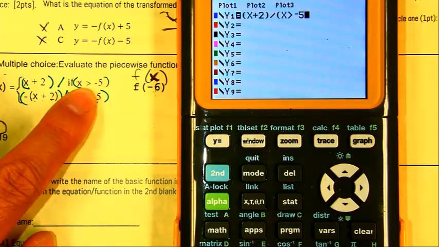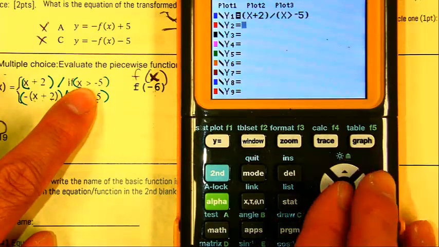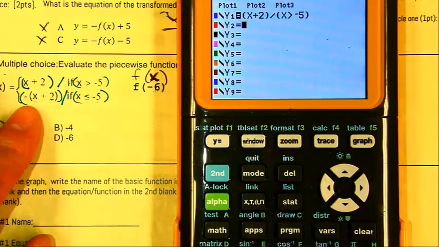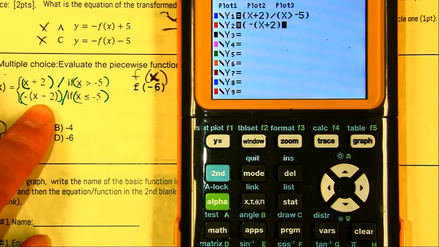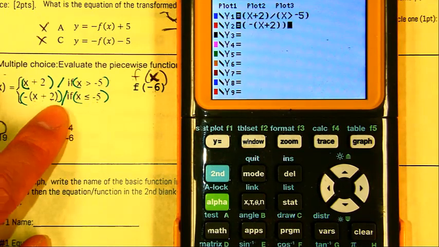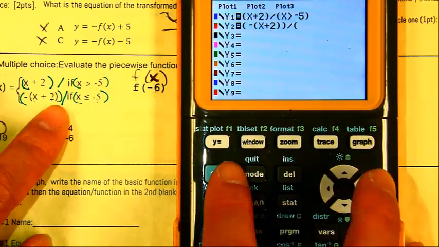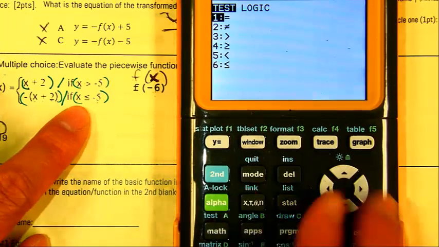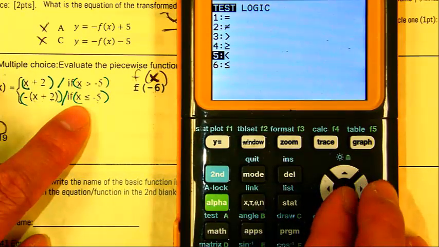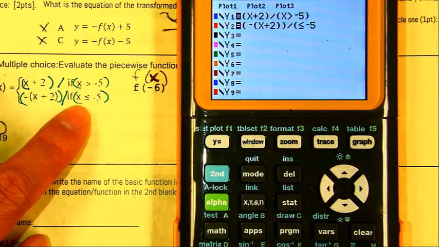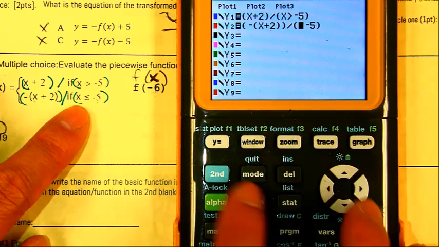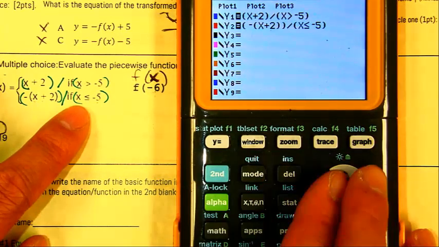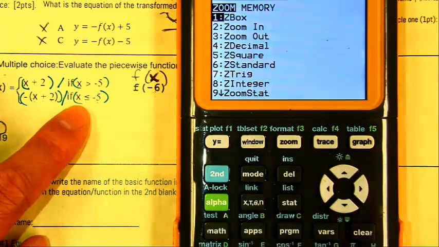-5, come down here, parentheses negative x plus 2, close the parentheses, second pair of parentheses divided by second math, x is less than or equal to -5. Oh, no x here. Okay, zoom 6.